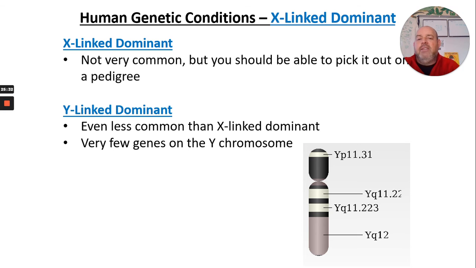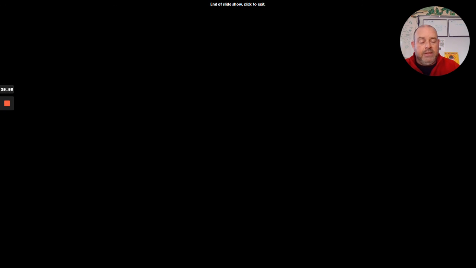X-linked dominant, not very common, but you can pick them out on pedigrees pretty easily. If you have a few generations there, you should be able to tell, but they're just not very common. Y-linked dominant, even less common, mainly just because there's only a few genes on the Y chromosome. Yeah, guys, our chromosome just doesn't have a lot of value to it other than to make us guys. That's really about it.